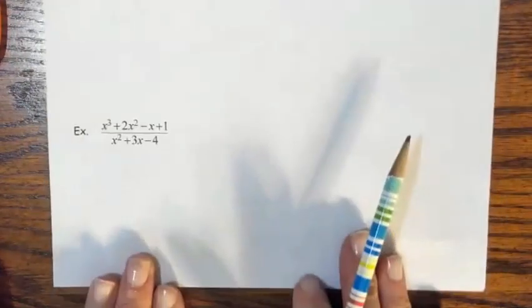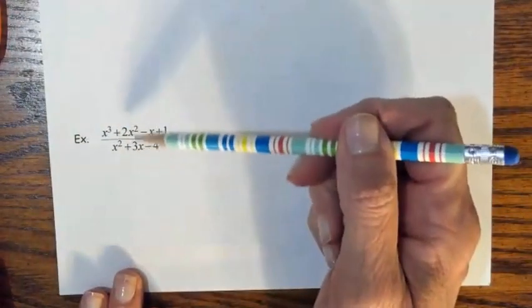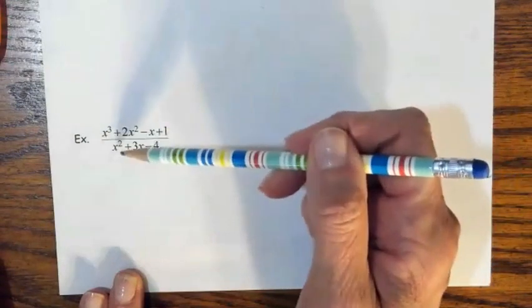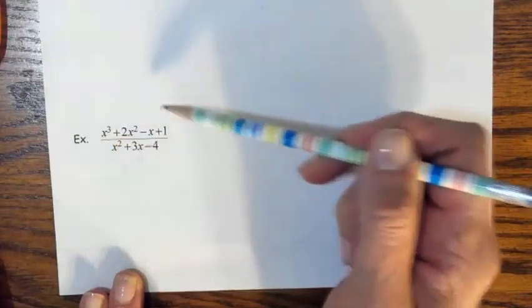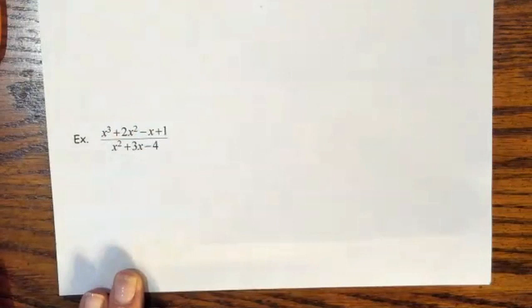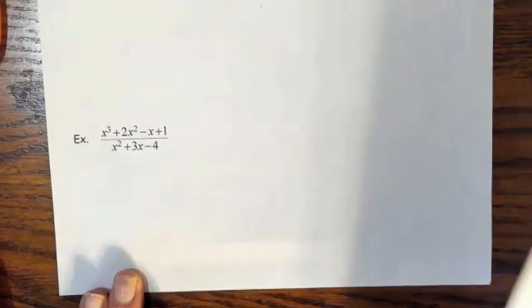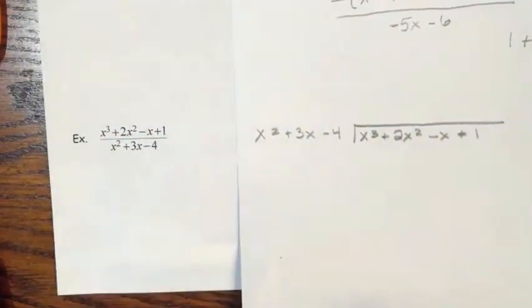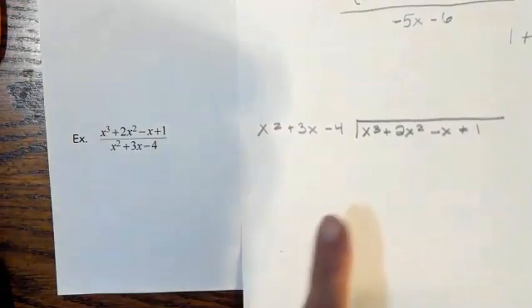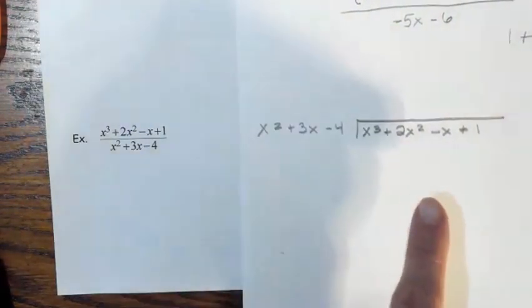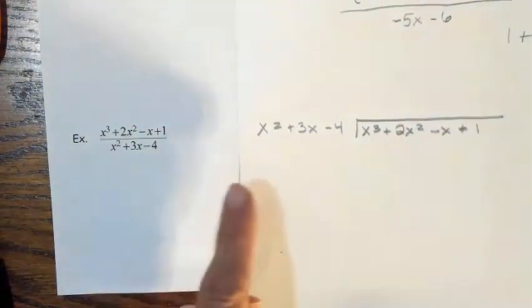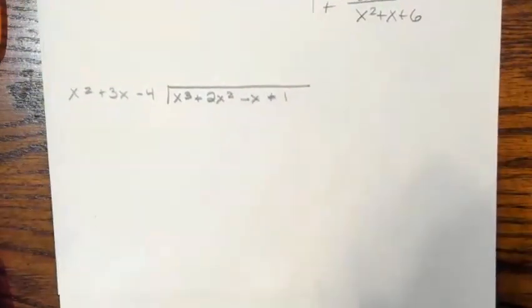So on my last example, again, this is an improper fraction because the numerator has a higher degree than the denominator, so I need to divide that. So I'm going to do that with long division over here. So that's what I did here. I set it up. I did the x cubed plus 2x squared minus x plus 1 divided by x squared plus 3x minus 4. So let's do that division first.